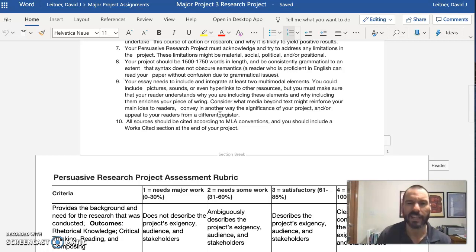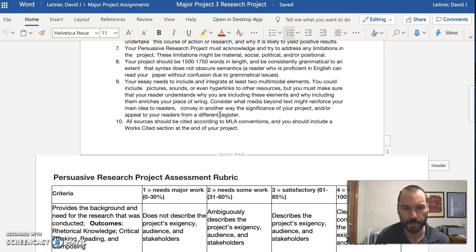A register is a level, okay? So if you're talking to a kid, you're speaking at one level. If you're talking to an adult, but an adult who's kind of uninformed about your topic, you're talking to at another level. If you're talking to scientists who are all experts in your topic, you're at a more formal level. So your register, your level, is kind of up to you, in terms of who you've decided your audience is that you're writing to.